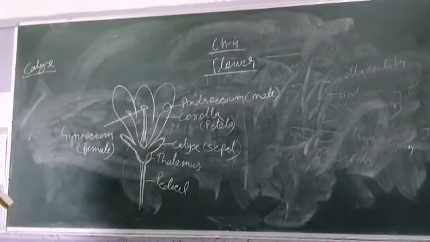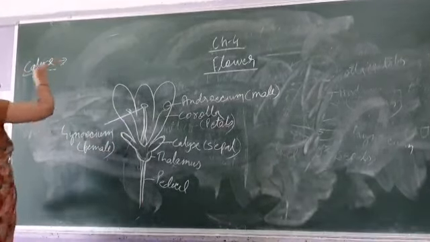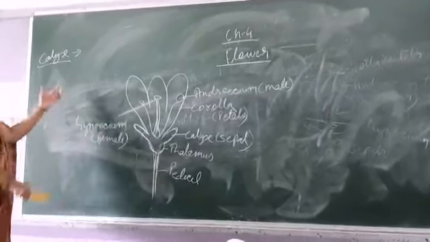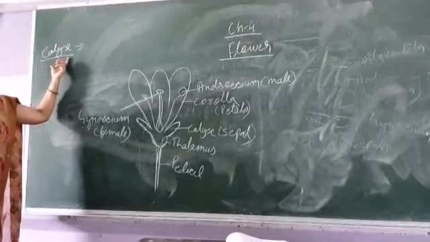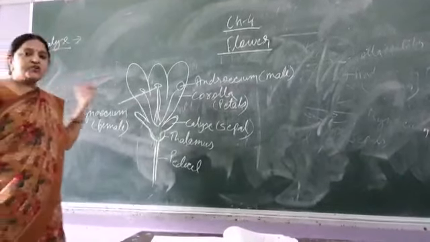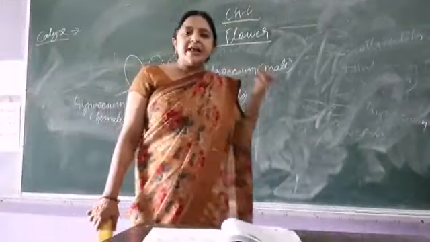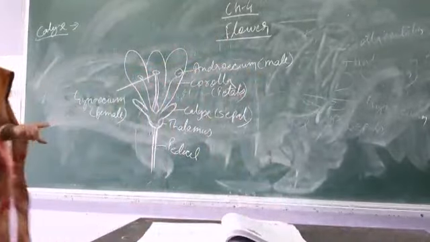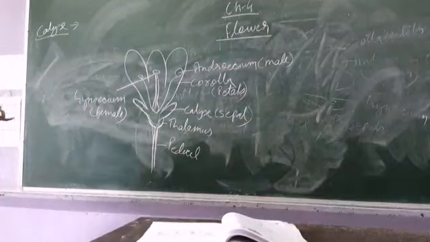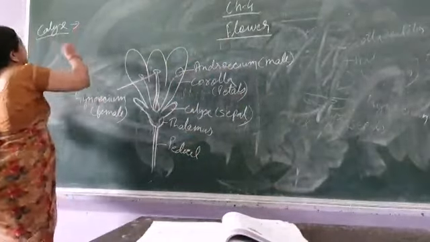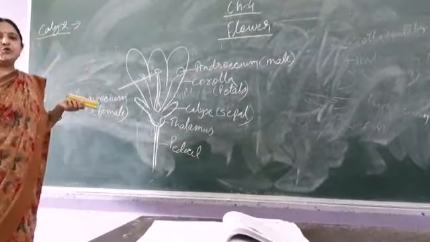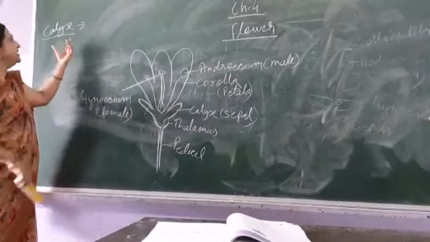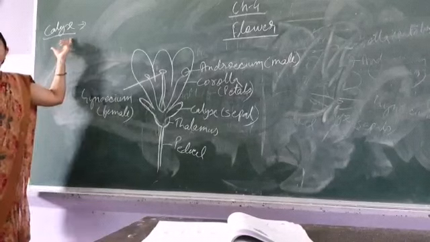Calyx is the green colored part of the flower, and it is the first whorl of the flower. It is the non-essential part of the flower. It is called non-essential because it only helps in the process of reproduction, not taking part in the process of reproduction. Its main function is to protect the flower in its bud condition, and due to its green color it also helps in the process of photosynthesis.